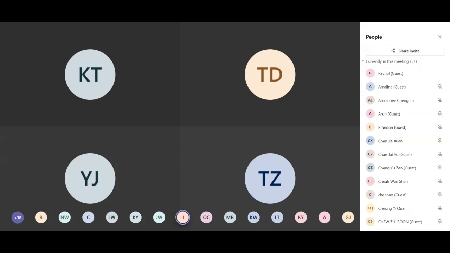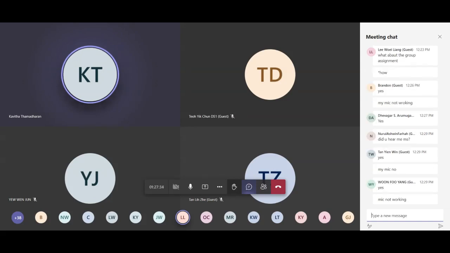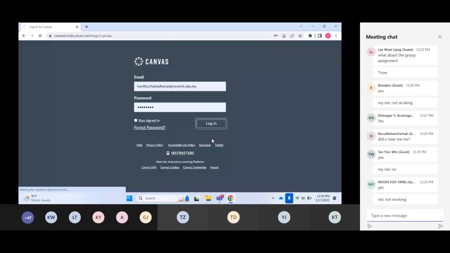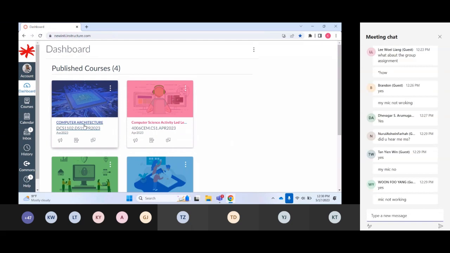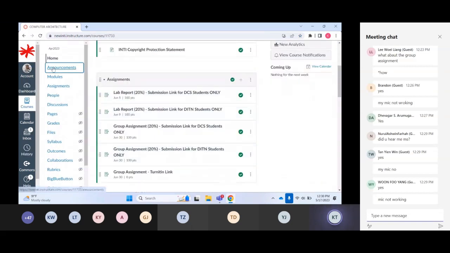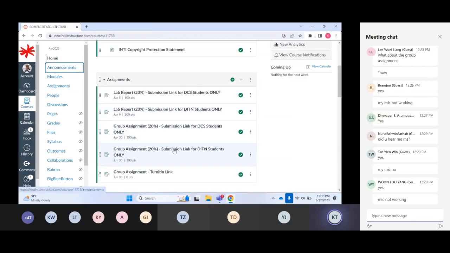Okay, the assignment. So if you go to your Canvas, let me open my Canvas first. So if you go to your Canvas, right? I actually uploaded your assignment. Did I post an announcement on this? Yeah, okay. So I already uploaded the assignment for you guys.